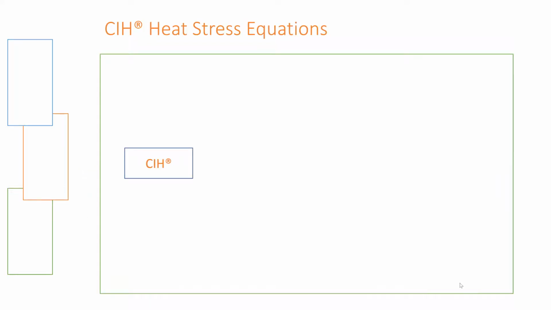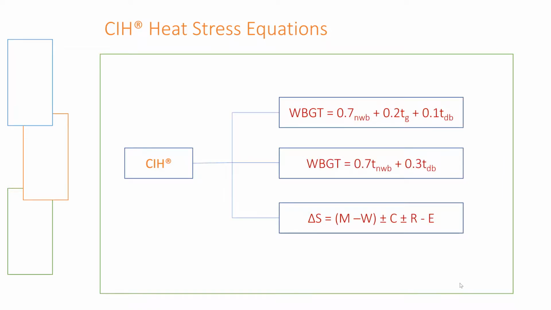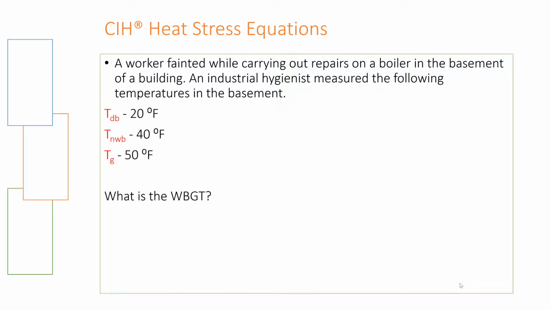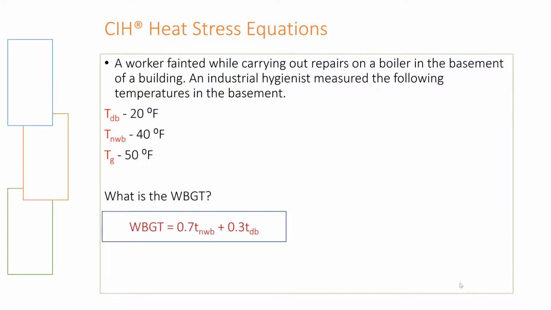In the CIH, there are 3 very important equations that you need to know. 2 involve the wet bulb globe temperature, and the last one involves the heat balance equation. In this example, we are going to calculate the wet bulb globe temperature. A worker fainted while carrying out repairs on a boiler in the basement of a building. An industrial hygienist measured the following temperatures in the basement: What is the wet bulb globe temperature?